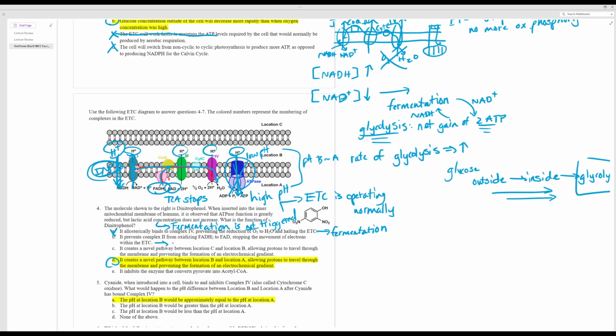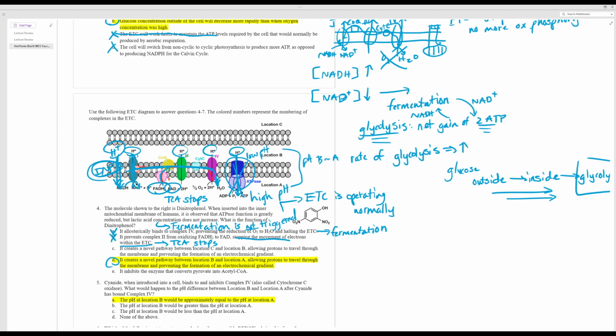So this says the TCA stops, which would likely trigger fermentation, or introducing another pathway to oxidize this FADH2. So kind of multiple reasons why this is wrong. It doesn't actually stop the movement of electrons because you have NADH that can still be oxidized just fine. Okay, so it's not B.